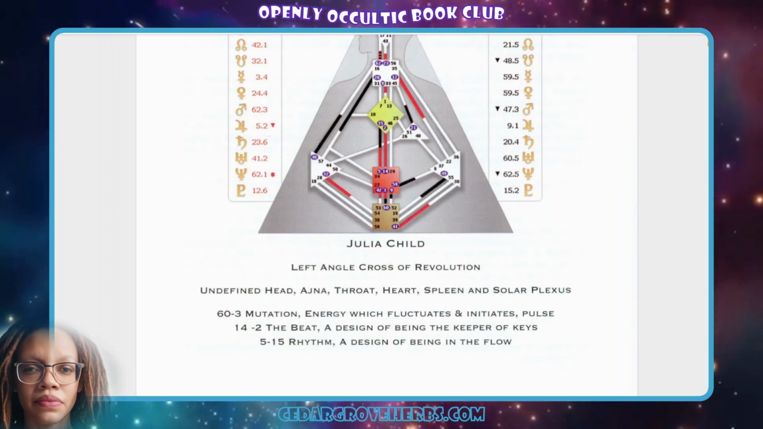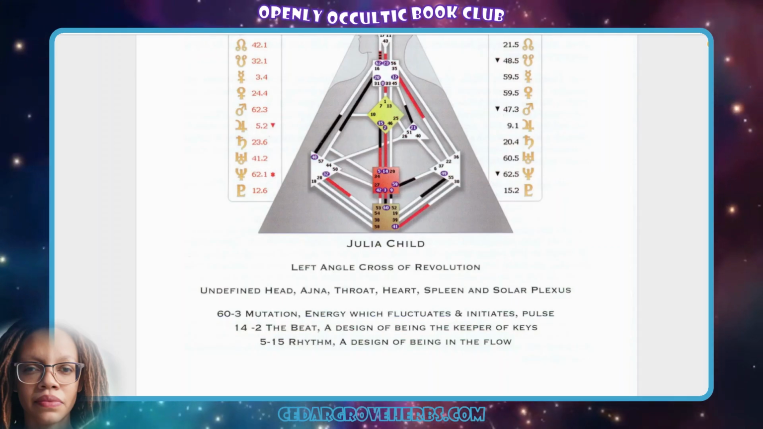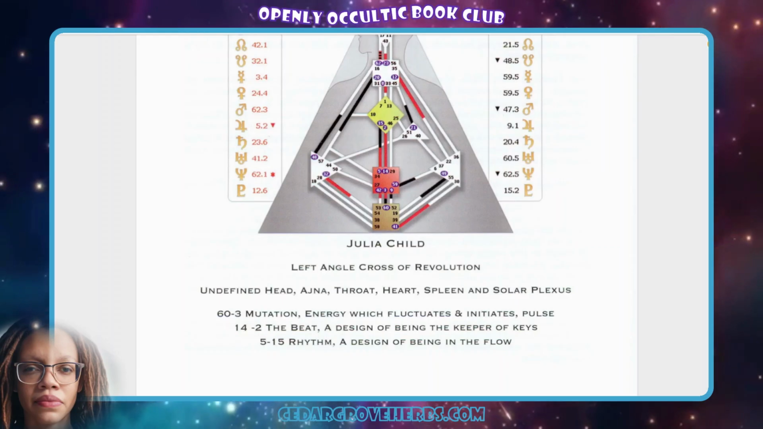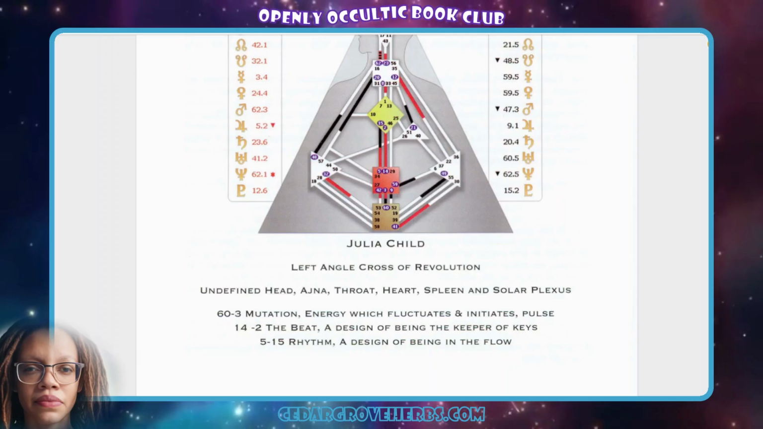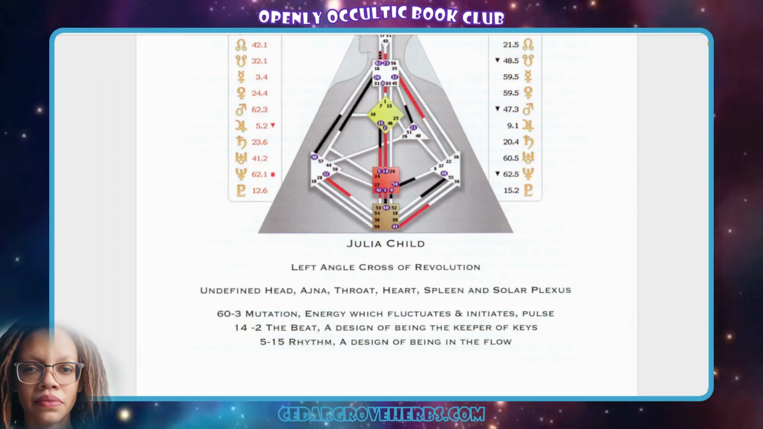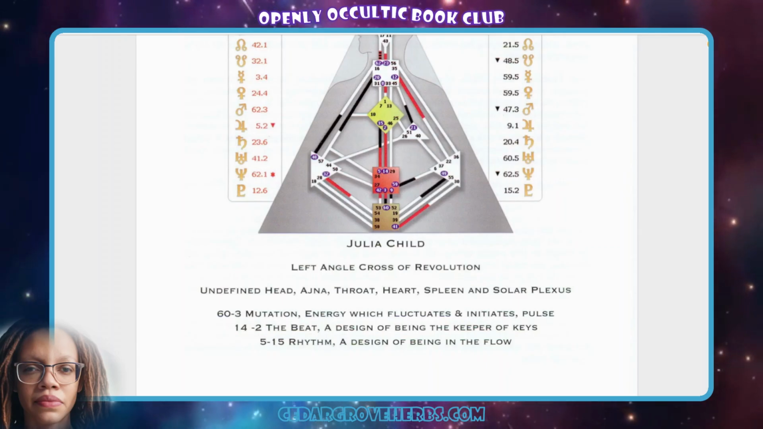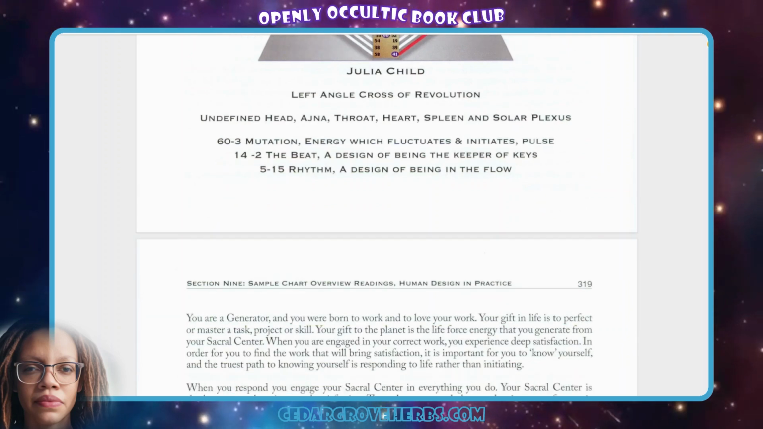And she has 3 channels. The 63 channel of mutation, which is energy which fluctuates and initiates, or a pulse, if you will. The 14-2 channel, the beat, a design of being the keeper of keys. And the 5-15 rhythm channel, which is a design of being in the flow. So let's check this sample chart.